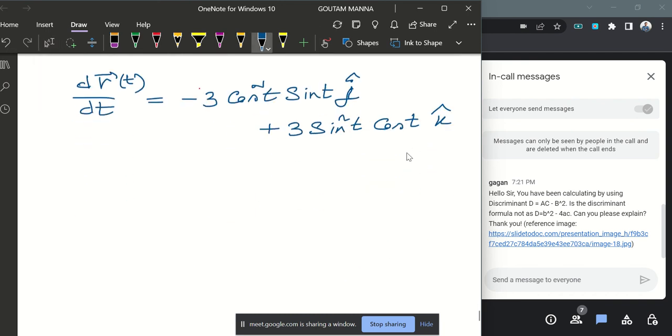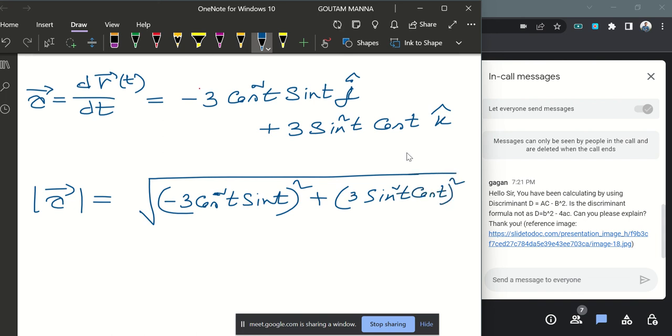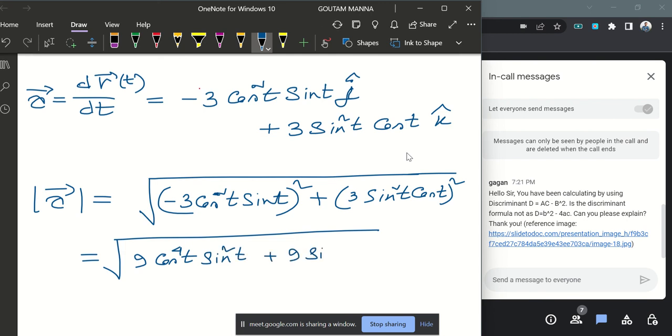So let's say it's a vector along the tangential direction, let's call it tau. Then the magnitude of tau will be root under (3 cos squared t sin t) whole squared plus (3 sin squared t cos t) whole squared, which is root under 9 cos^4 t sin^2 t plus 9 sin^4 t cos^2 t.